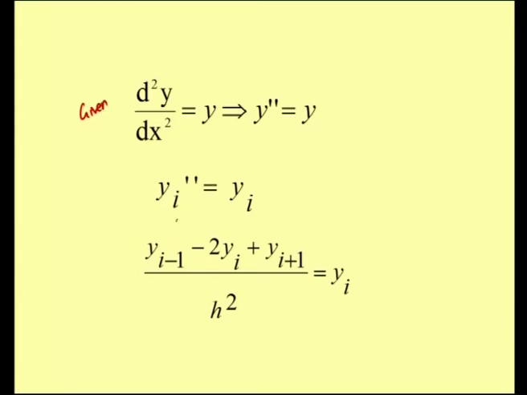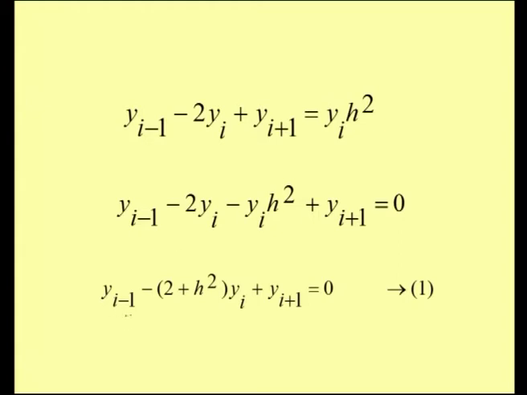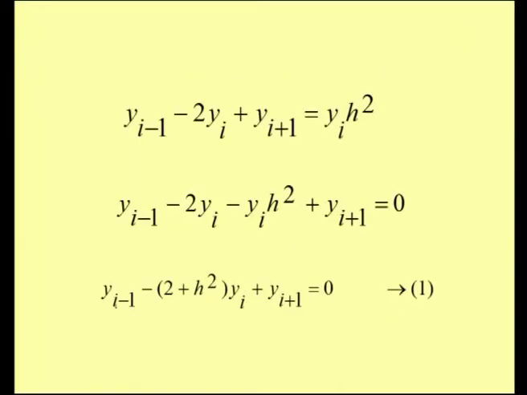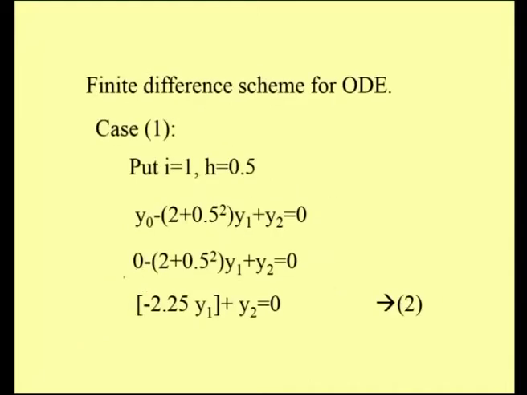According to the formula, yi double dash is (yi minus 1 minus 2 yi plus yi plus 1) by h square is equal to yi. Cross multiplying and clubbing it, we have yi minus 1 minus (2 plus h square) into yi plus yi plus 1 is equal to 0. So, the finite difference scheme for the ODE here: put i is equal to 1 and h is equal to 0.5. When you put i is equal to 1, we get y0 minus (2 plus 0.5 whole square) y1 plus y2 is equal to 0, and y0 from the problem is 0, and y1 and y2 are unknown.